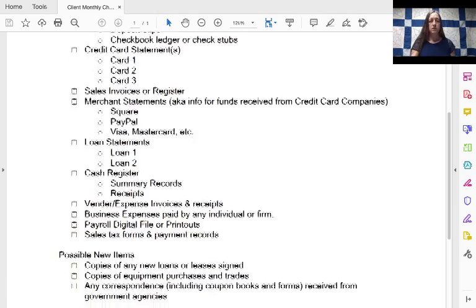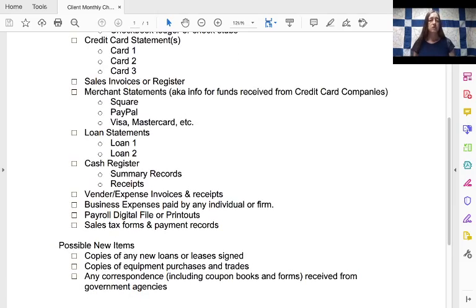Then we have credit card statements. So if your business has credit cards, then this would be the information. And again, the same as with bank statements, receipts, anything to back up that statement would also need to be gathered.